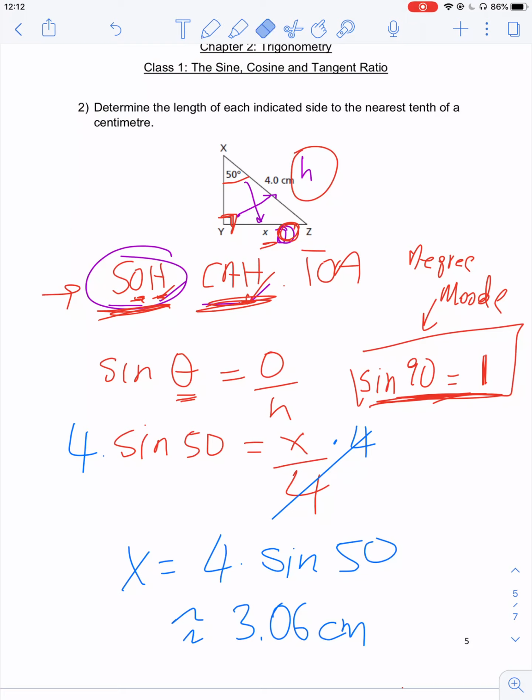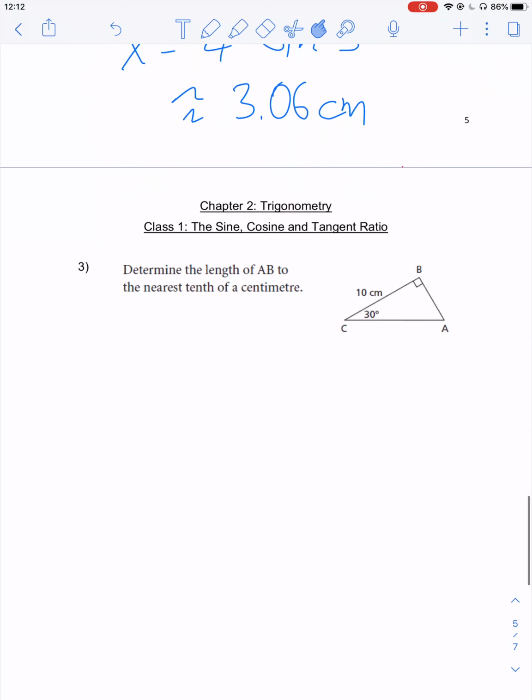Okay, it forced me to use the sine ratio. I could have used the cos, but then I would have obtained this side over here, which is the adjacent side, which is not what the question was asking for. Okay, so just be careful with that.